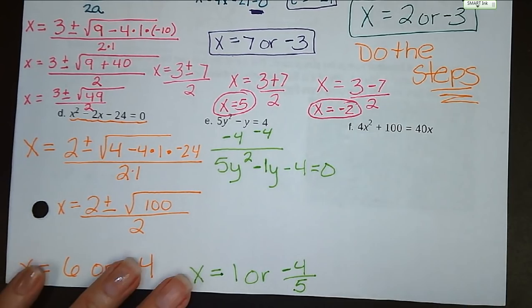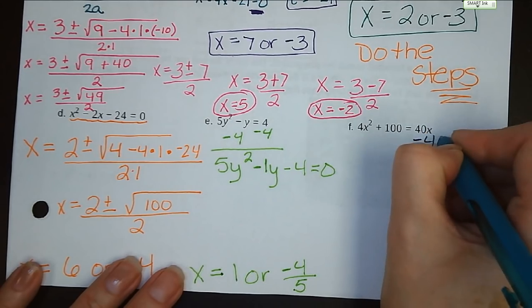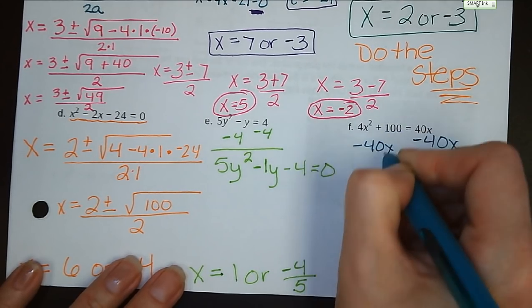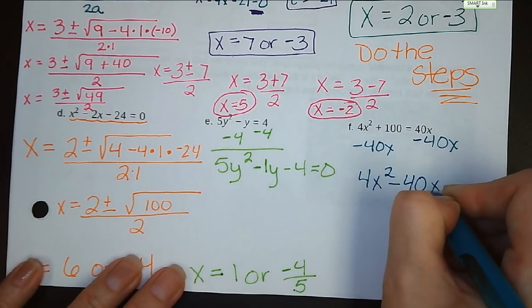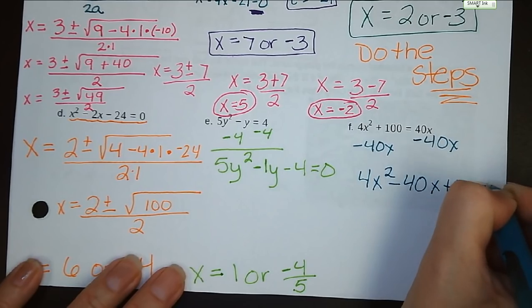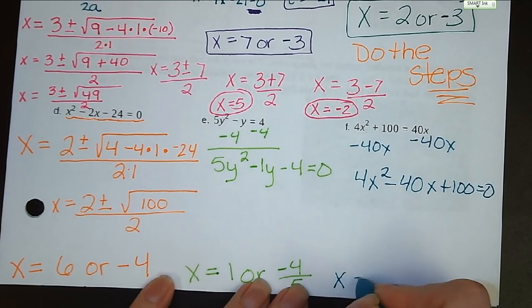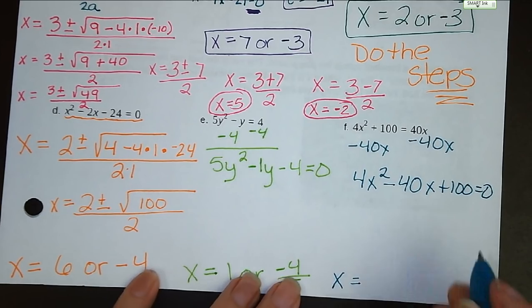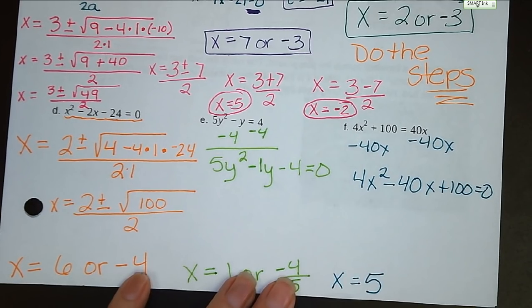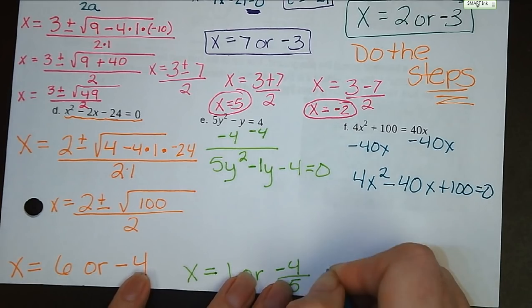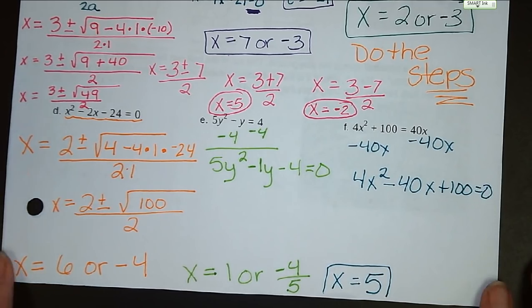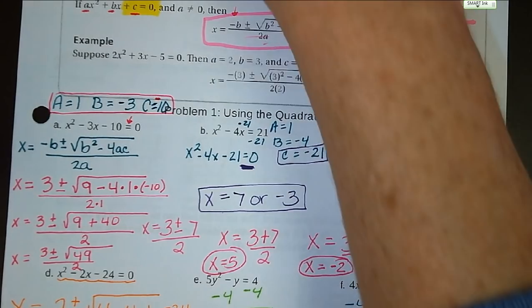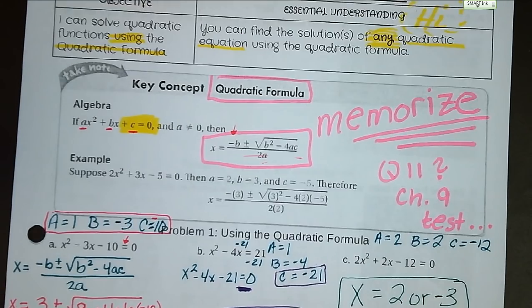Okay. Letter F, again, we have to get it into standard form, so we are going to subtract 40x from both sides. So you get 4x squared minus 40x plus 100 equals 0. Put that into the quadratic formula. When you work it through, you get x is equal to 5. Because this is a fun one. When you actually type in the b squared minus 4ac, you get square root of 0. So the square root of 0 is 0. So you're not adding or subtracting anything to that initial amount.